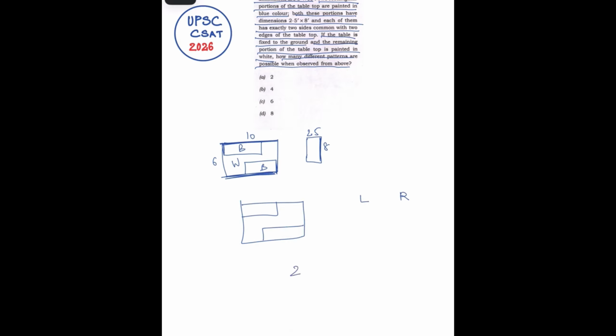Note that the 8-foot length of the rectangular patch can be accommodated only along the 10-foot length of the rectangular table. Also, each 10-foot length of the table can occupy only one rectangular patch. This means one rectangular patch will be on the top and the other one will be on the bottom. And the top one can occupy either the left side or the right side. So, there are two possibilities for the top side and similarly there are two possibilities for the bottom side. And the total number of possibilities will be 2 into 2. So, the correct answer is 4. And the correct option is option B.